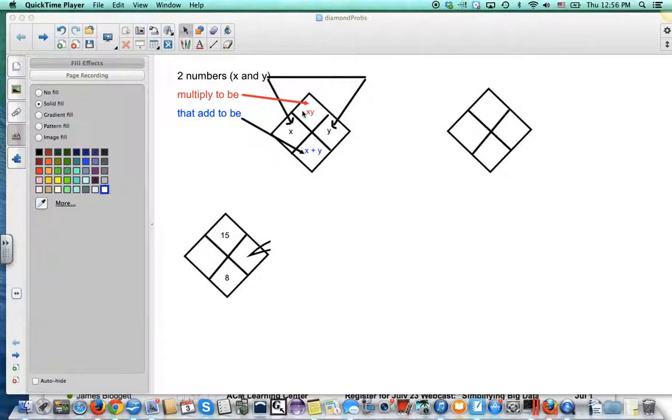So that's what x, y means. They multiply to be that. And then this bottom little diamond is going to be those two numbers added together. So let's look at an example.